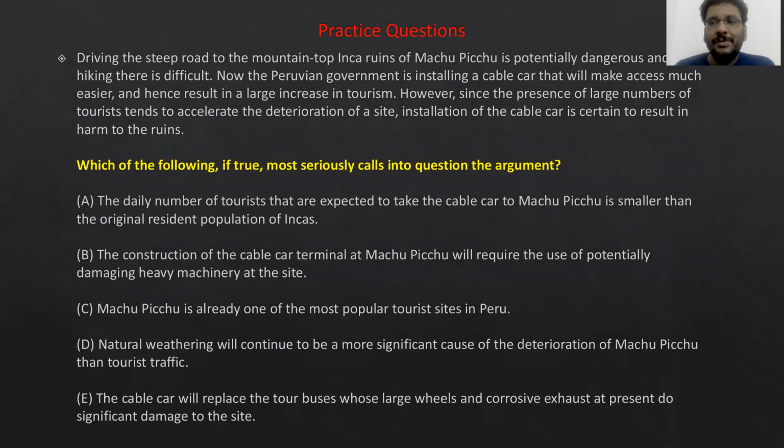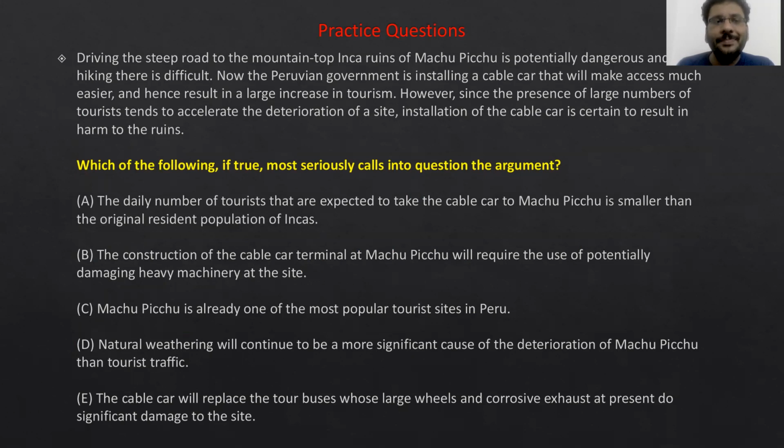So let's try and do one weakener. As always, you've got to read the question stem. Here it says, which of the following, if true, most seriously calls into question the argument? The words 'seriously calls into question' suggest that this is a weakener. So let's read the argument.